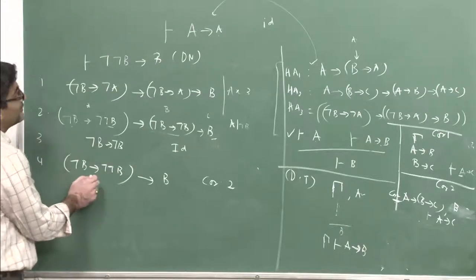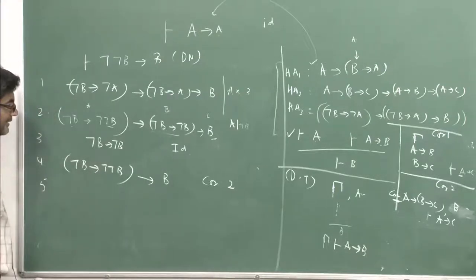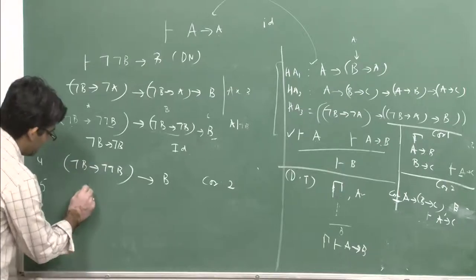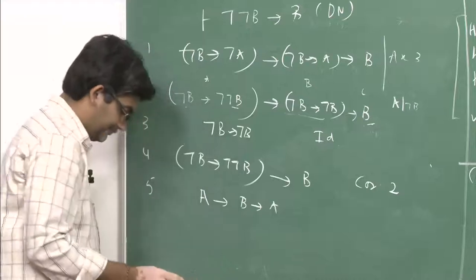Now till now it is not in this particular format. Now somehow we need to use axiom number 1: A implies B implies A.